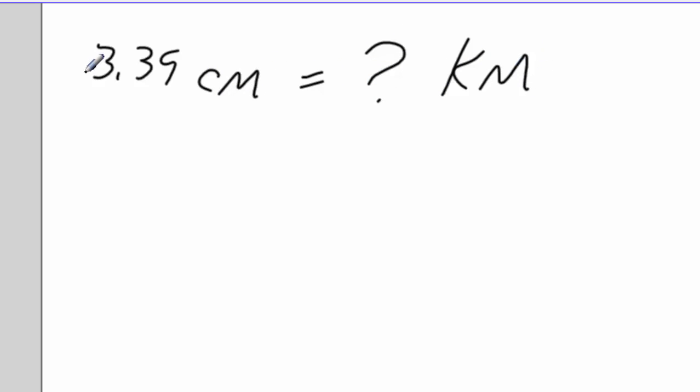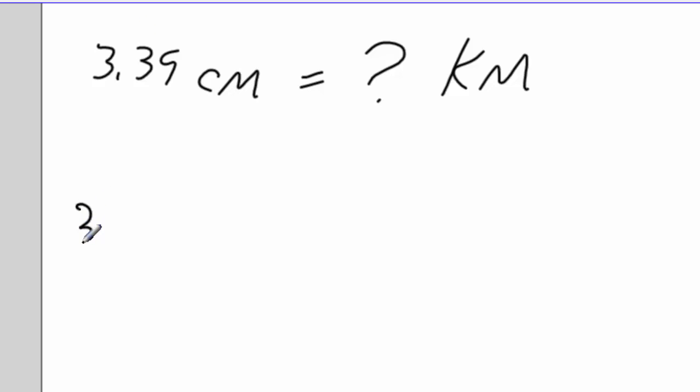As usual with a word problem, it's worth it to take a minute and think about this. 3.39 centimeters is a teeny tiny thing. A kilometer is a really big unit. When I get an answer here, it had better be a really tiny answer. I'm going to need a teeny tiny fraction of a kilometer to be 3.39 centimeters. So that gives me a hint as to the way I'm going.